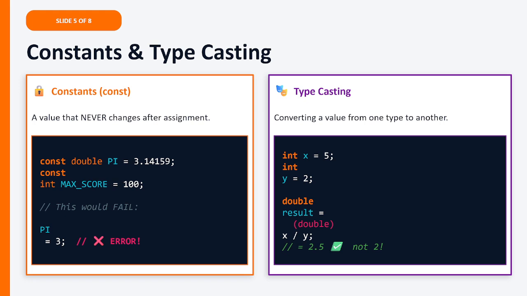Two more you need to know. Constants. If you have a value that should never change, like pi or max score, you declare it with the word const before the type. const pi will literally stop you from trying to change it. That is your friend protecting you from bugs.